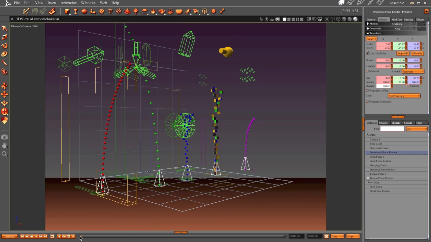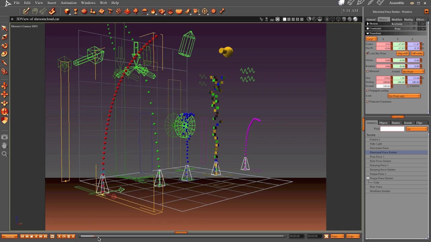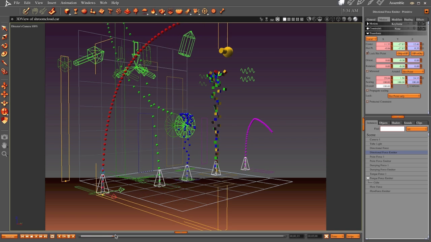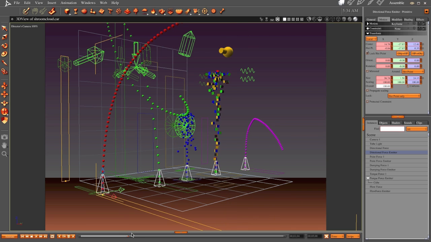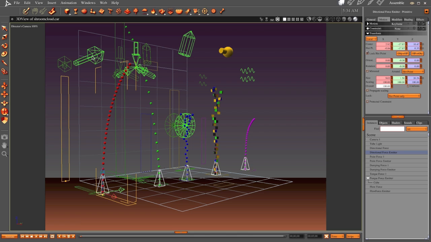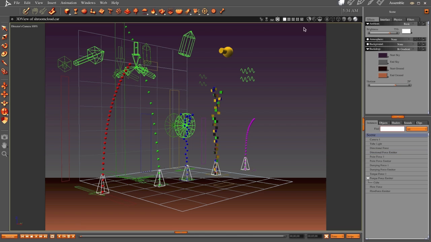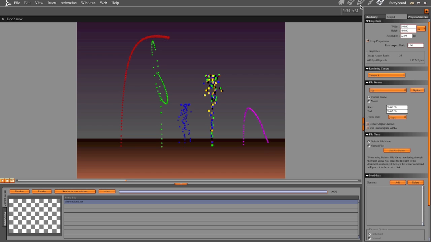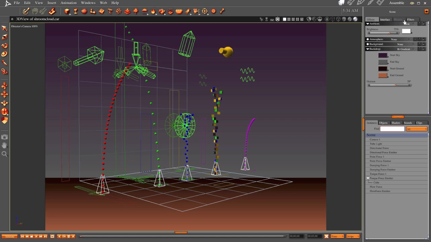Each one of our particle emitters is affected by a force. See that? And they are all doing the things that the forces are telling them to do. Let's go ahead and take a look at our directional force. This is our easiest force, actually. Let's click this guy.